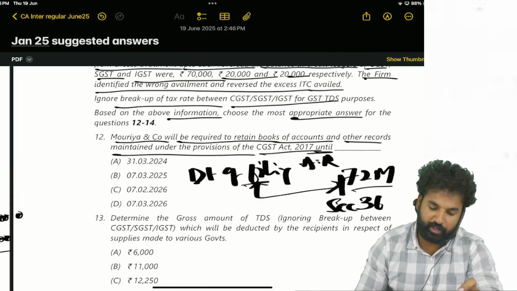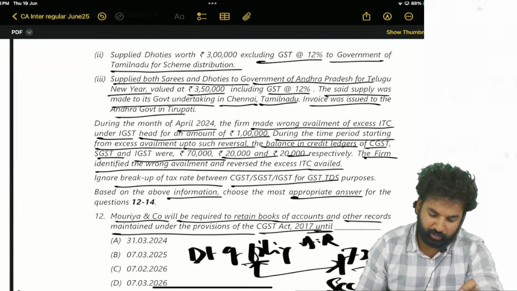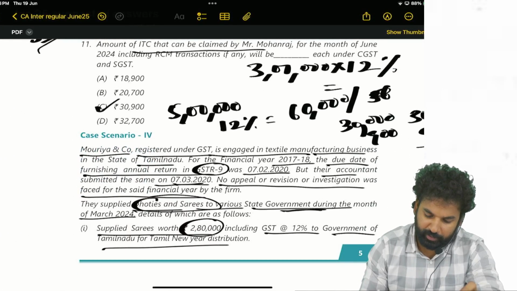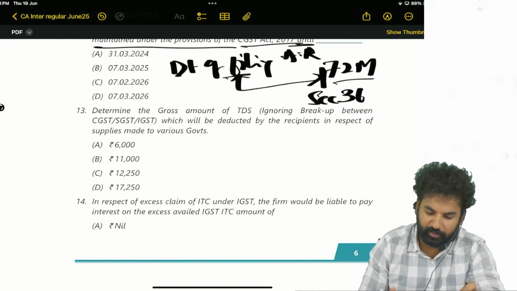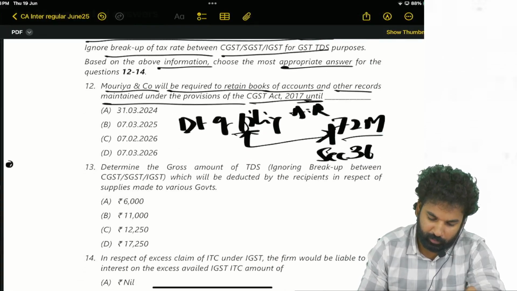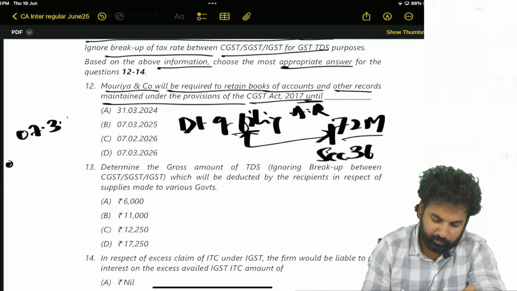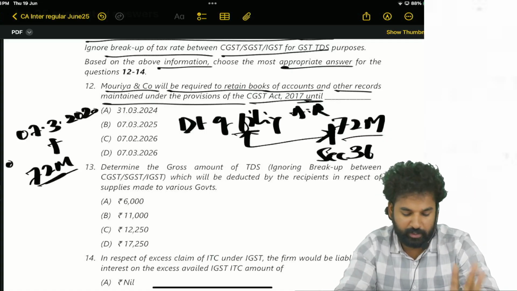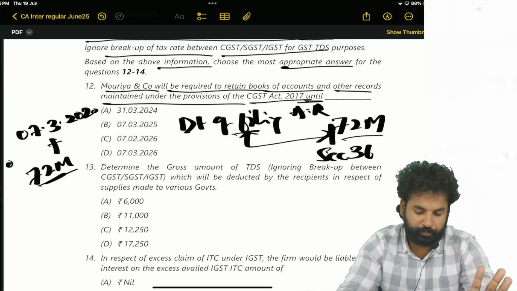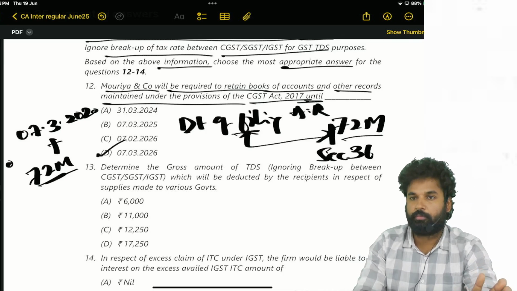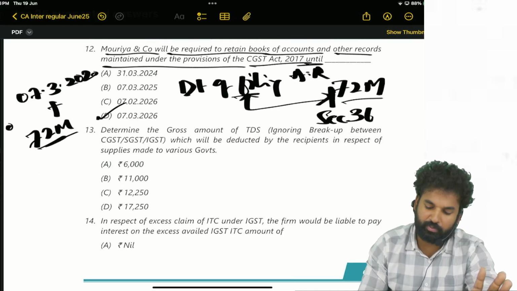So when they have filed the return, 7/3/2020, correct? 7/3/2020, plus 72 months. 72 months means 6 years. Then it will be 7/3/2026. Okay. Next, determine the gross amount of TDS.